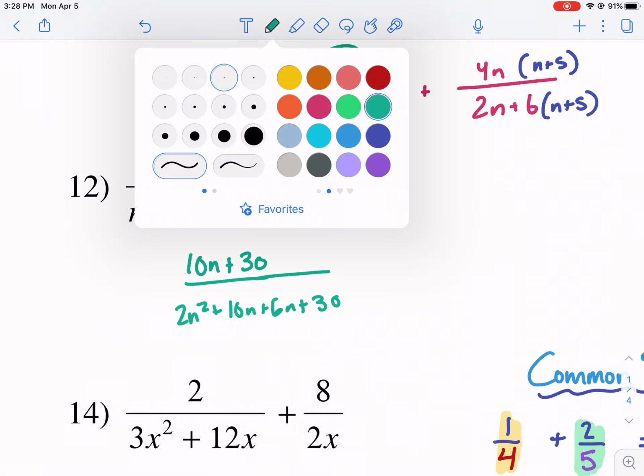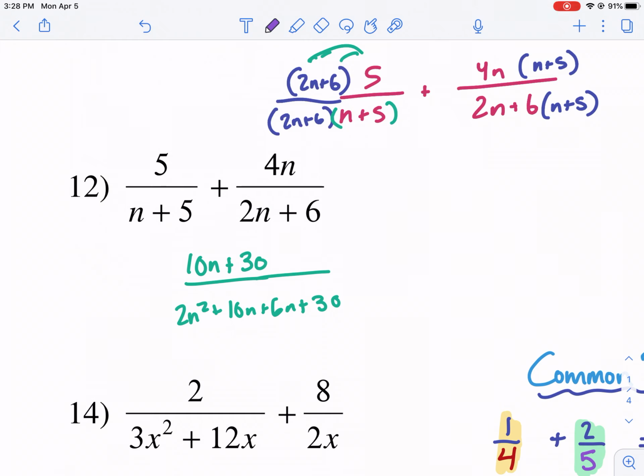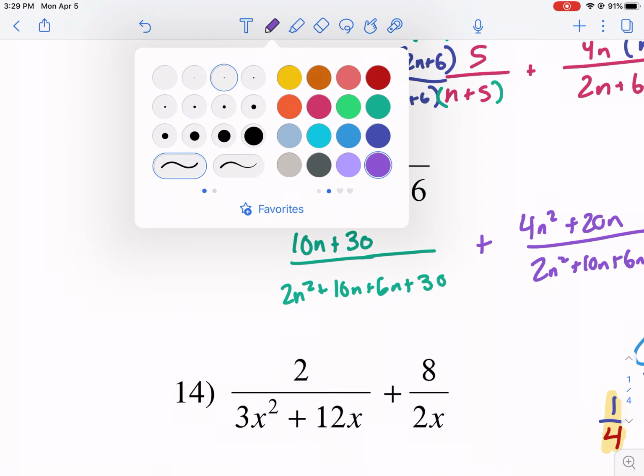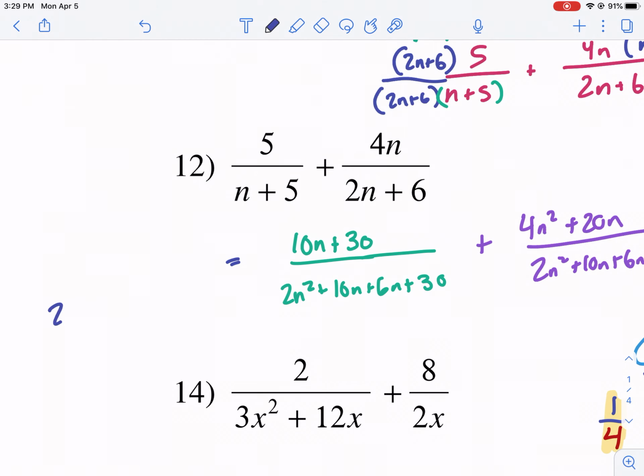And then my right one, let's use a different color, purple. I'm going to distribute plus, we don't have to worry about distributing the minus, 4n squared plus 20n over, and then we have the same denominator, 2n squared plus 10n plus 6n plus 30. Okay, now I can simplify the denominator a little bit. Let me go ahead and do that step. So we have 2n squared plus 16n plus 30.